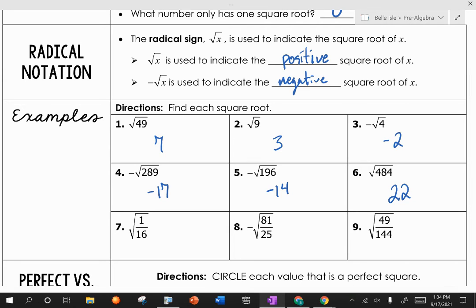Okay, number 7. So now we're working with a fraction. I don't want you to punch this into the calculator. I want you to just look at it, and you can do this in your head. The square root of 1 over 16 is the same as if you wrote it like this. What's the square root of 1? What's the square root of 16? 4. Good job, Levi. You can do the same thing with 8.